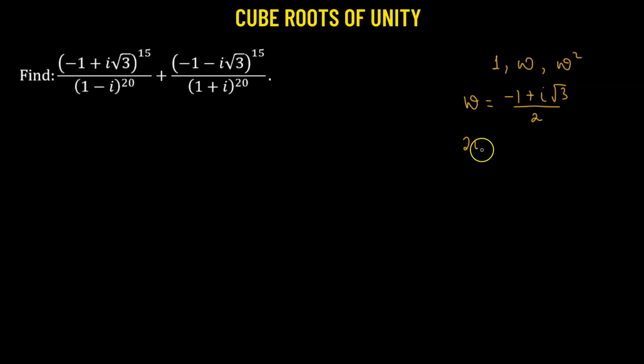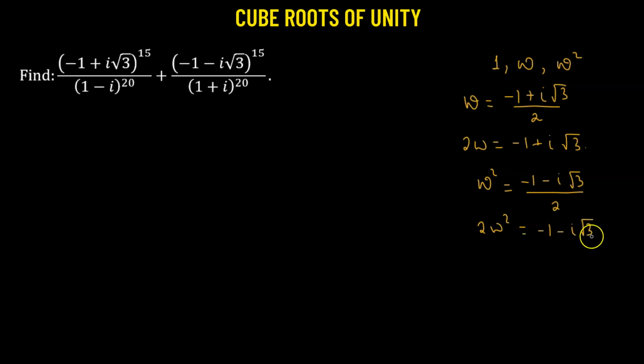When we cross multiply, we get 2 omega equals -1 plus i times square root of 3, and omega squared has the value -1 minus i times square root of 3 divided by 2. When we cross multiply it, we get 2 omega squared equals -1 minus i times square root of 3. Now also, when we take the sum of the roots, that means 1 plus omega plus omega squared, you can verify that this is going to give us the value 0. And when we take the product of the roots, we have omega cubed equals 1. So we will use this fact whenever necessary.